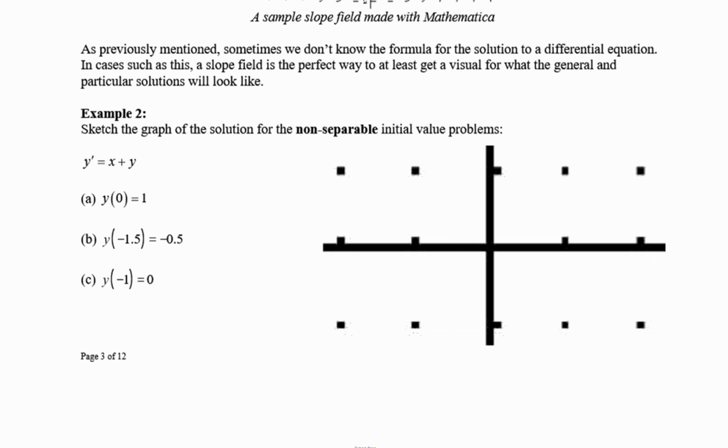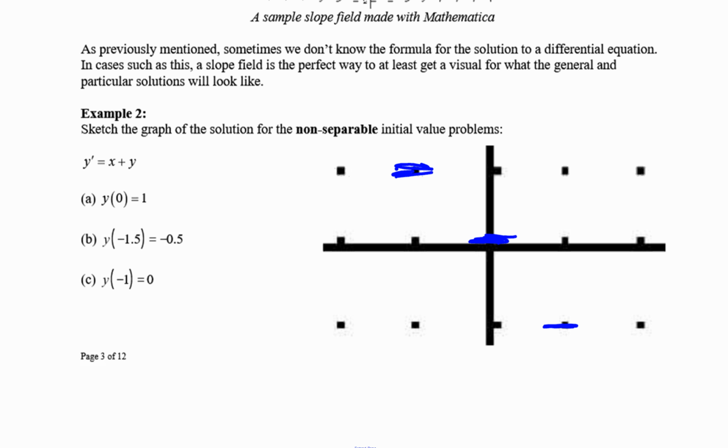Sketch the graph of the solution for the non-separable initial value problems. If we had this function, we couldn't solve this using our methods from before because we can't separate the variables. So we have to just try to visualize it here and do what we can. We know when x is 0 and y is 0, the slope is 0. If x is negative 1 and y is 1, it's 0. Same thing over here. So you can build patterns, and that's helpful.